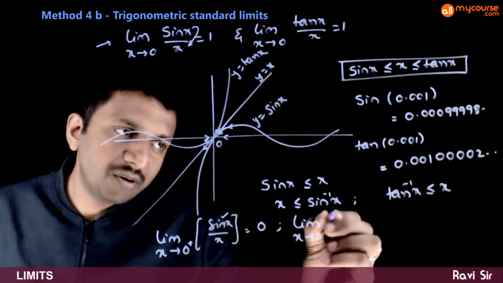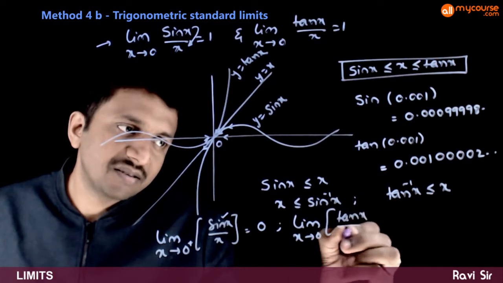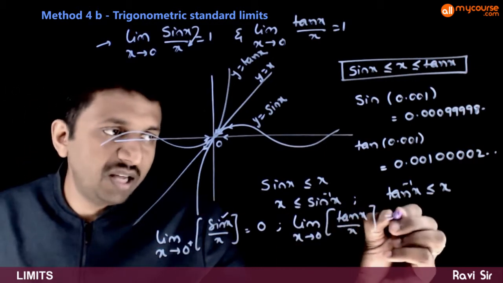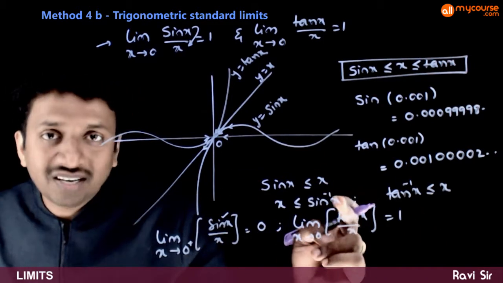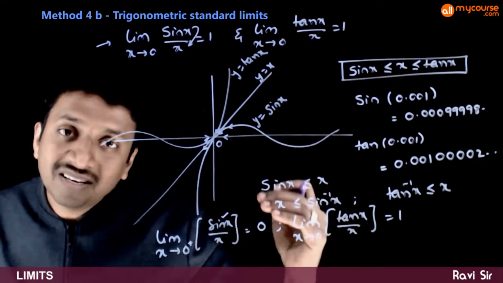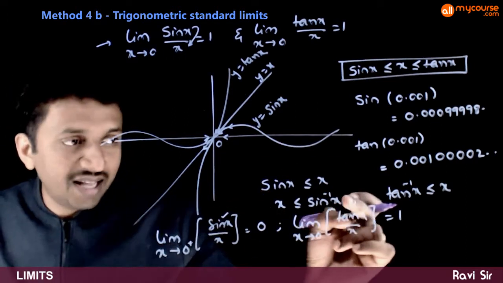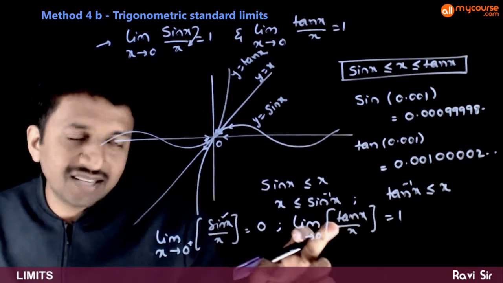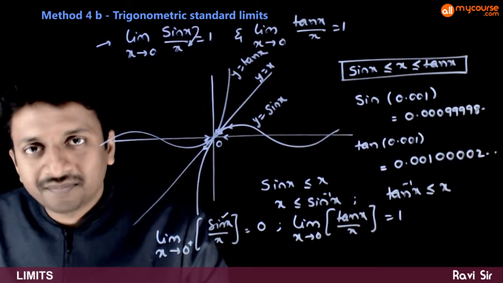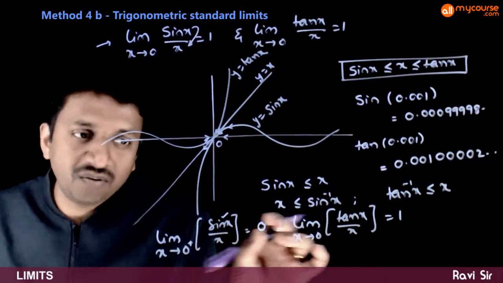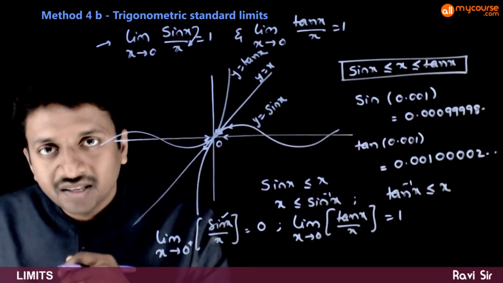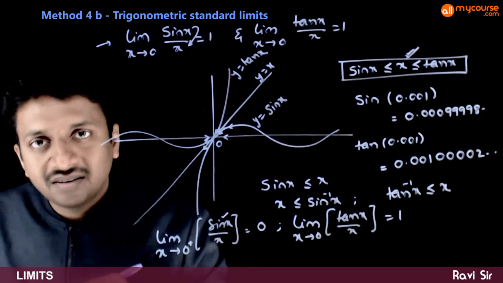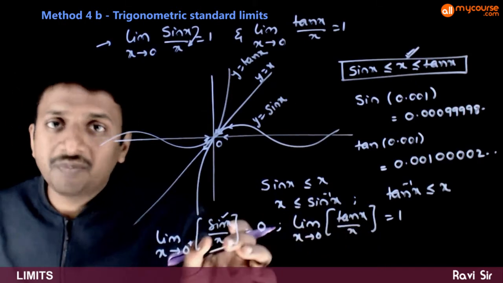Similarly, limit x tends to 0, integer part of tan x by x. What is this? This will be equal to 1, because the value of tan x will always be greater than the value of x. Hence, if you do tan x by x, you get 1.000 something, and the integer part will be equal to 1. I hope you understand the difference between these two questions. This is a very important distinction which you need to understand so that you can do these logic based problems.